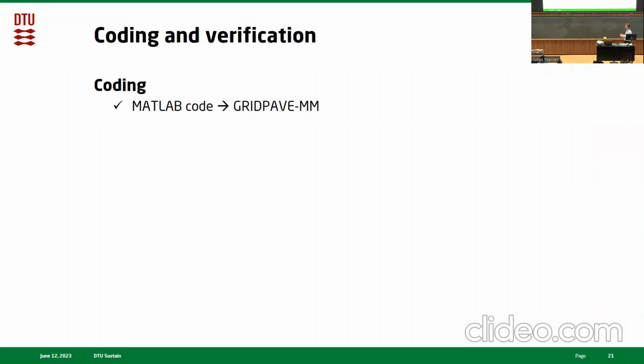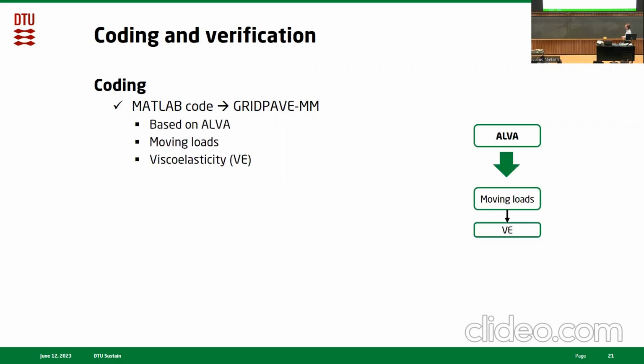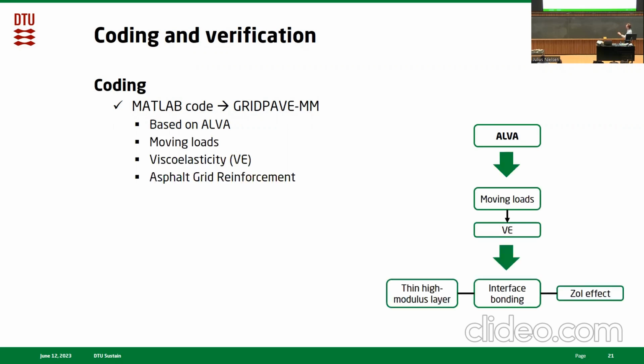This was coded in a MATLAB environment, and we created a code we called GridPave MM. GridPave MM is based on another open source MATLAB code called ALVA, which solved the layered elastic equations, extended to moving loads and viscoelasticity, and of course includes the formulation for an asphalt grid reinforcement. Also, the code can handle what we call fragmented layers that can be used to emulate the behavior of damaged layers. But I don't have time to cover the theory behind this.